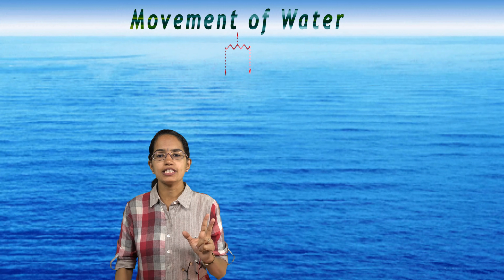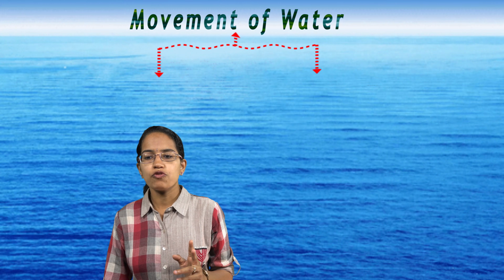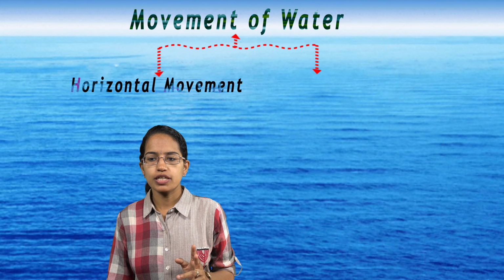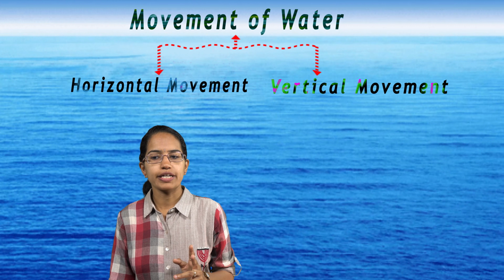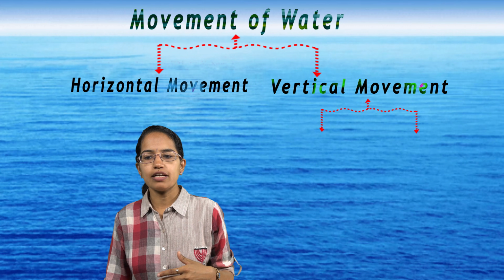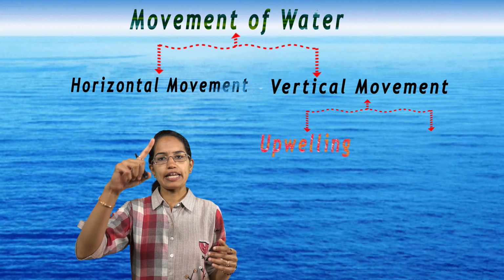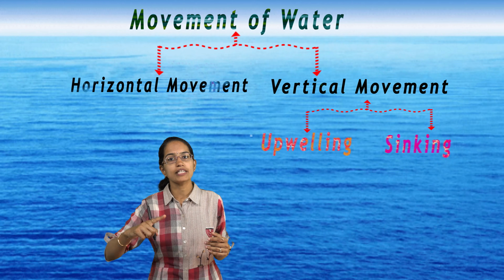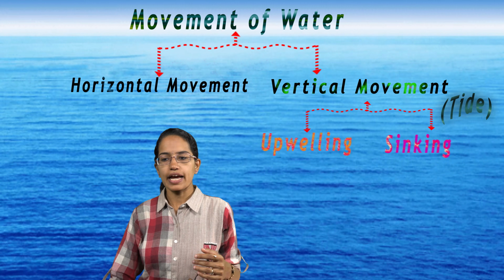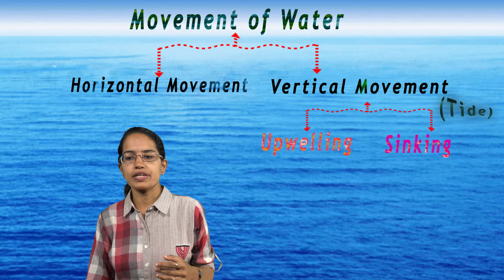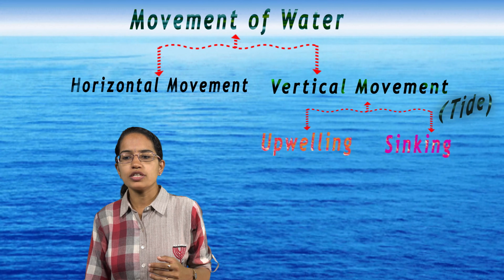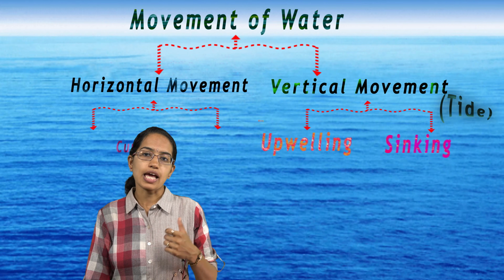Movement of water takes place in two fashions. So movement of water can be horizontal movement or vertical movement. When I say vertical movement, it's simply the upwelling and the sinking that takes place, and this is by tides. So vertical movement, we can say there are tides. Horizontal movements are the currents and the waves.